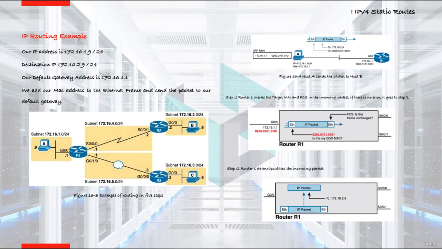In the first step, router 1 checks the destination MAC and FCS in the incoming packet. If there is no error, it moves to the second step, where router 1 checks the MAC address in the header of the incoming packet, that is, checks if this packet has come to it. If this packet has arrived to it and there is no error in the FCS, it goes to the second step, de-encapsulation: it removes the packet by discarding the Ethernet header and trailer and moves on to the third step.